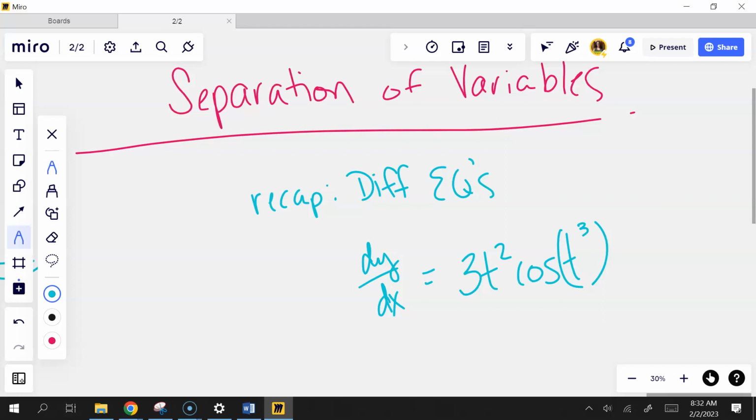Solve that. Solve that for y. This is one from your homework like 4 or 5 nights ago. You're looking at it like you have no idea what to do. Find the general solution.